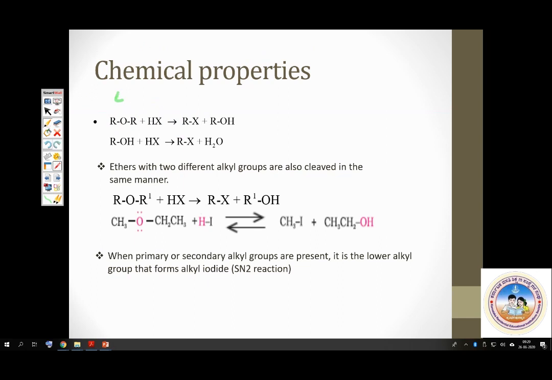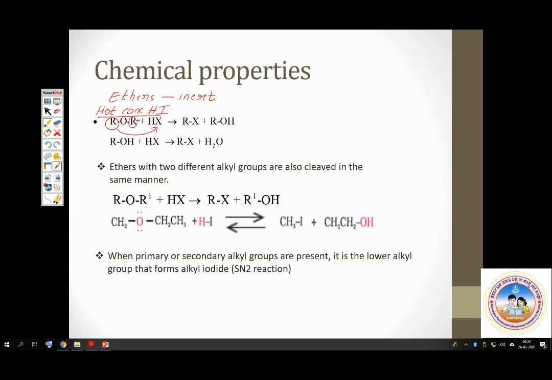So ROR gives you RX: one of the R groups takes up X, and the other OR group takes up H. So you end up getting an alcohol and a haloalkane. But remember, if HX, the halogen acid, is in excess, we all know alcohol is converted to haloalkane again by HX. Therefore, 1 mole of ether is giving you 2 moles of haloalkane.